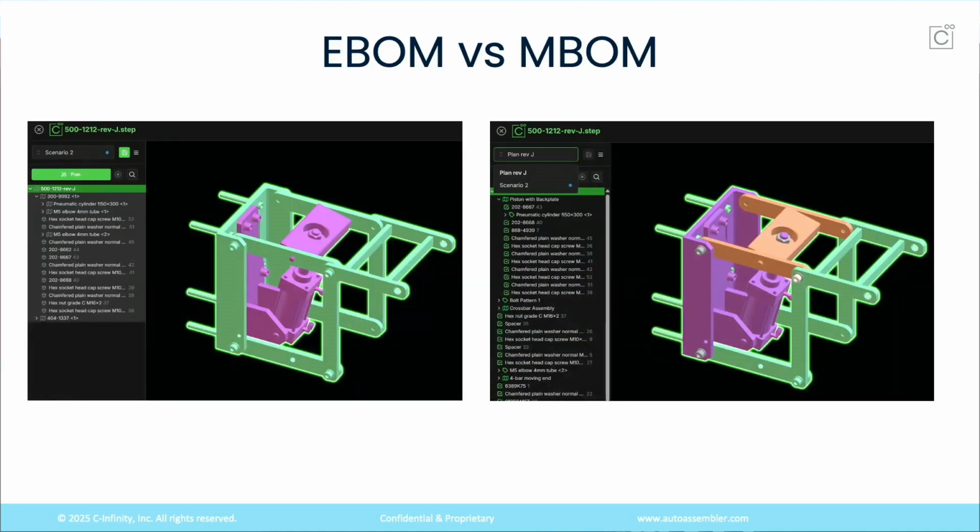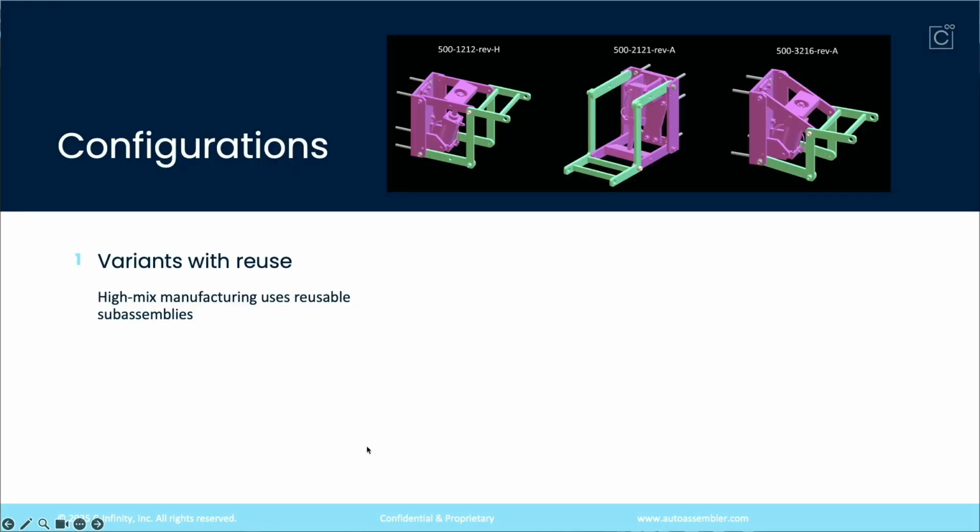So the challenge in this EBOM to MBOM conversion can be seen in this diagram. This is the engineering design representation of the assembly tree, and this is the manufacturing representation of how the parts need to come together in a sequence. And the transformation is what we can do with AutoAssembler. And now we get to the next level: product configurations, and how we manage them.